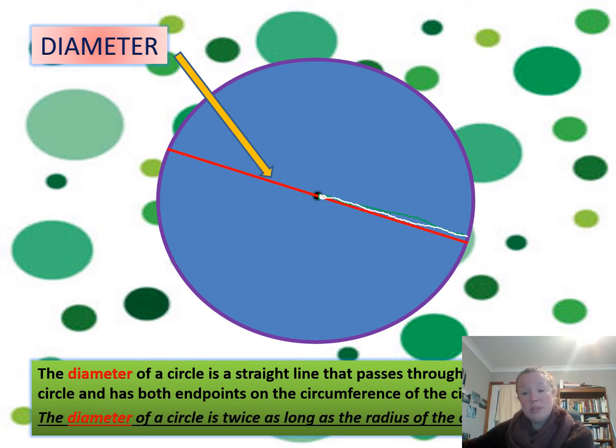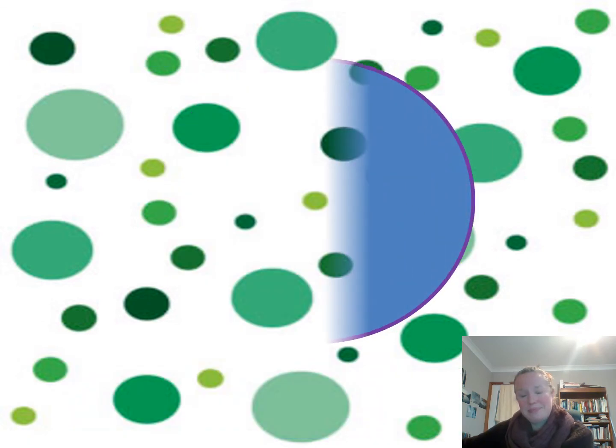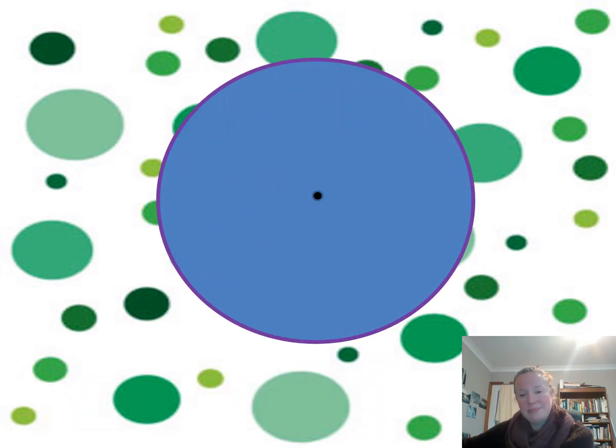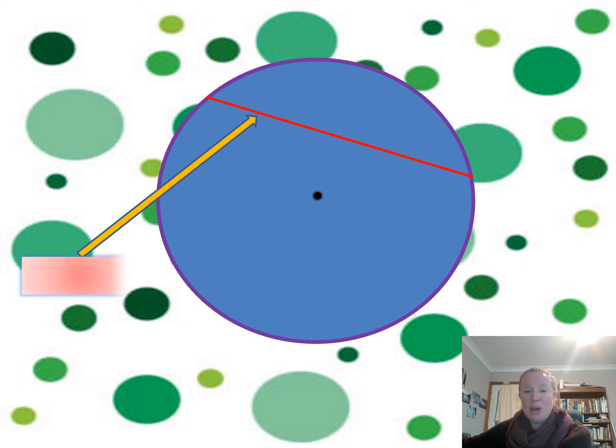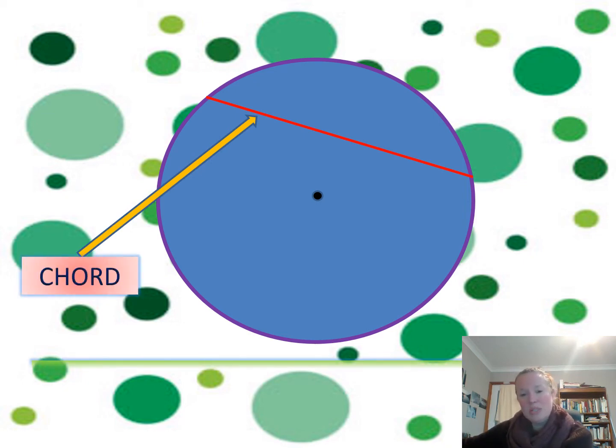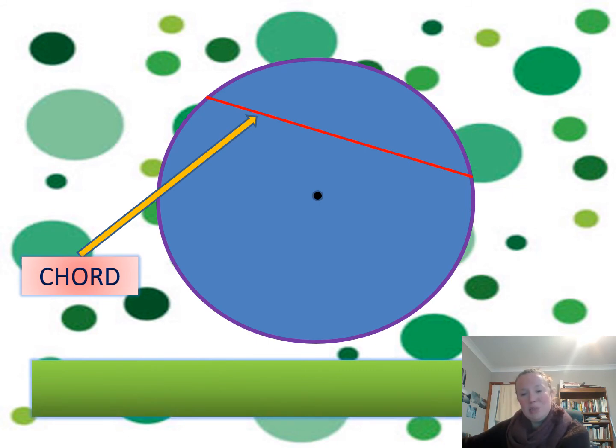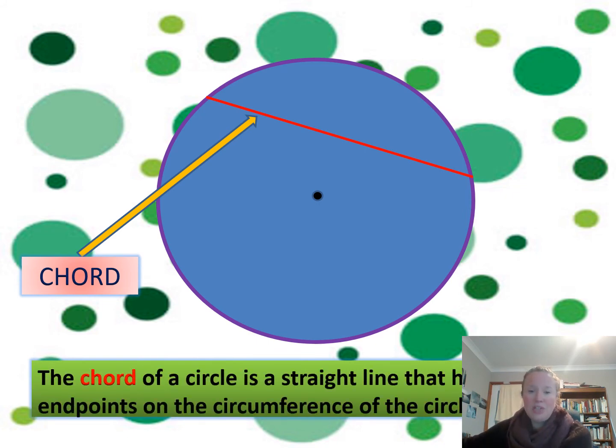So therefore, a diameter is twice as long as the radius of a circle. So we've got that center, that black dot again. Now this red line represents something called a chord. A chord is a line that connects one side of the circumference to the other edge of the circumference. But it is not a diameter. It doesn't pass through the center of that circle.